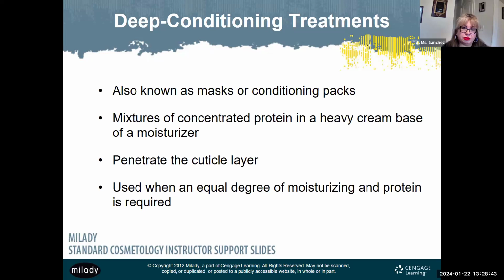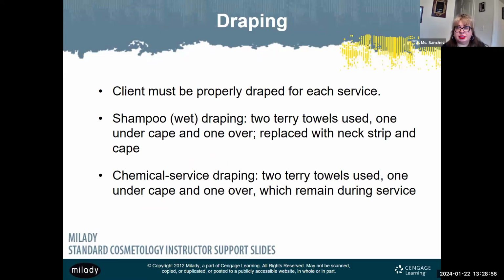The conditioner will wash out. We can have mixtures of protein in a heavy cream base of a moisturizer. Now, keep in mind, every time you use protein like keratin, it hardens the hair. It's not going to make the hair soft. It gives strength to the hair.